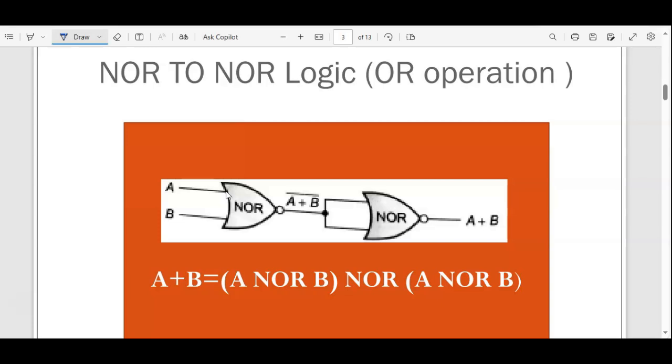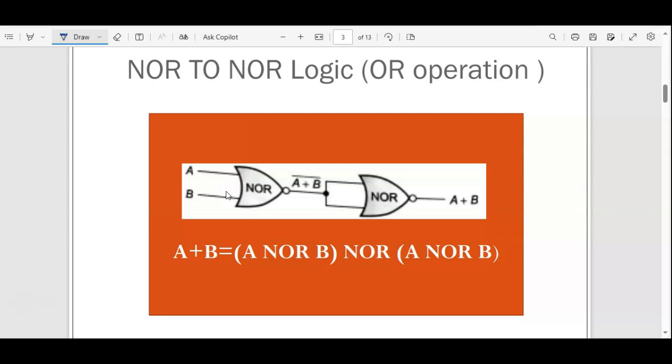Now please check this properly. Here we have NOR to NOR logic or operation. You know three operations are there: AND, OR and NOT. We are starting from the first operation, the OR operation. The OR gate is denoted with the plus sign, so if two inputs are there, A plus B is the OR operation. If it is possible for you to get this as an output using only the NOR gate, that means you are able to fulfill the OR operation. So please check it properly.